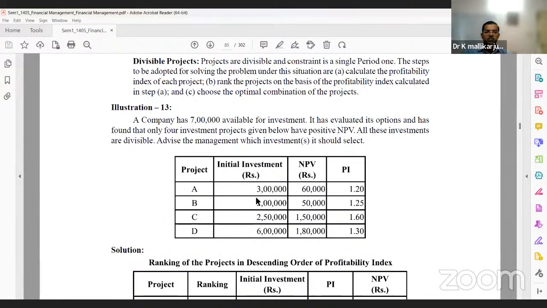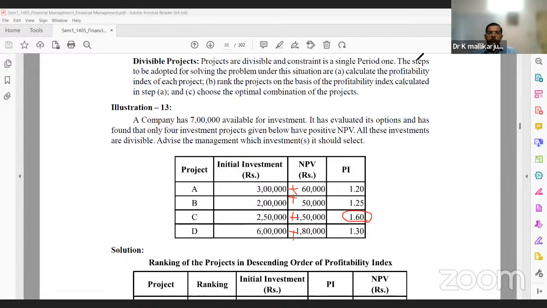So see that this is the initial investment, project 2 lakh. There are 4 projects, A, B, C, D. So this project requires 3 lakh, this project 2 lakh, this project 2 lakh 50,000, and 6 lakhs rupees are required for another. The present value of 60,000, this is the present value with the positive value. After calculating NPV, all are positive NPVs. And we'll get the PI also. So this project is getting the higher PI value.